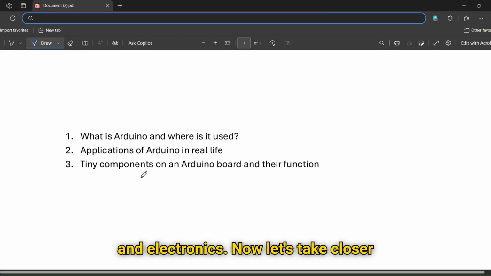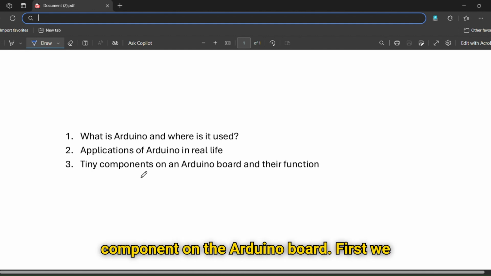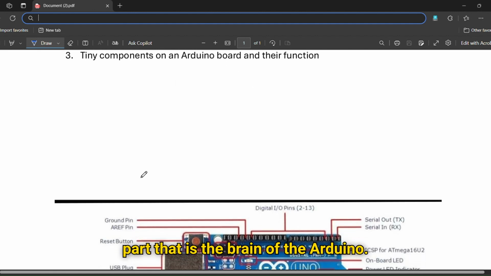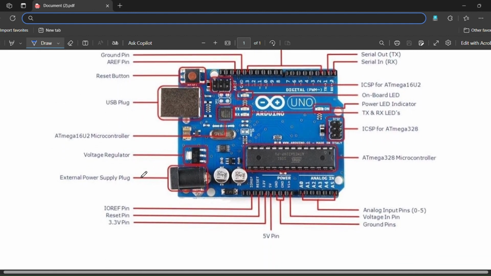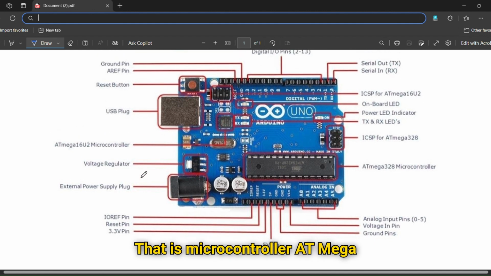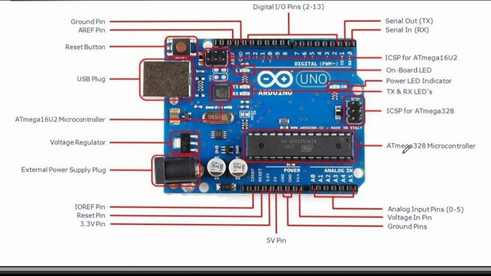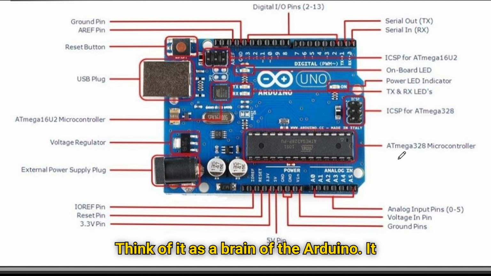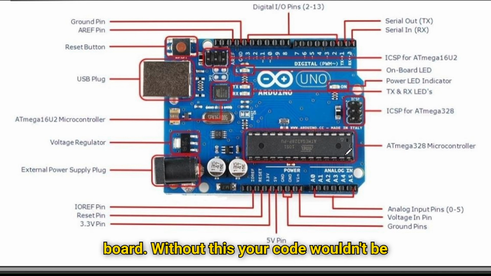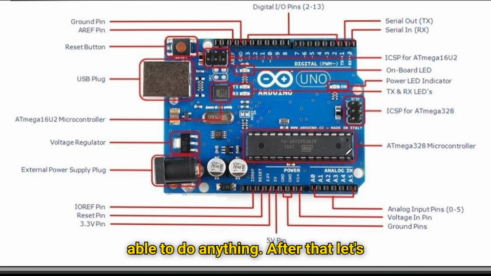Now, let's take a closer look at the tiny but most important components on the Arduino board. First, we will see the most important part, that is the brain of the Arduino. That is the microcontroller ATmega328. Think of it as the brain of the Arduino. It stores your code, processes instructions, and controls everything happening on the board. Without this, your code wouldn't be able to do anything.